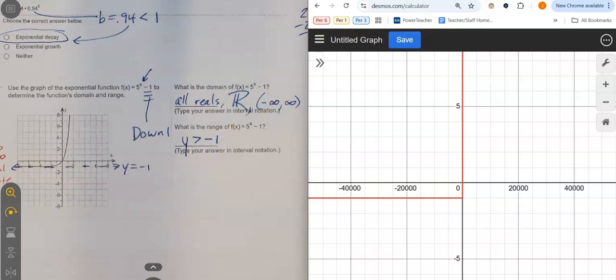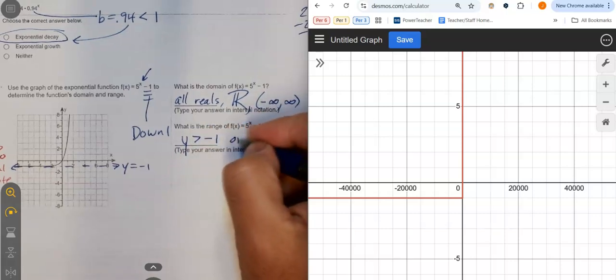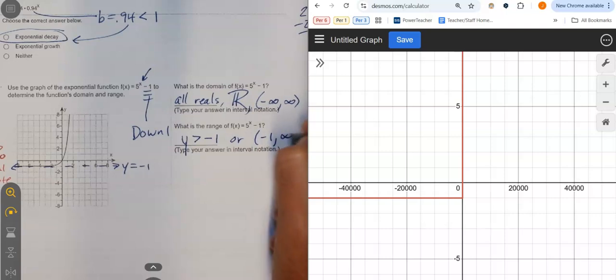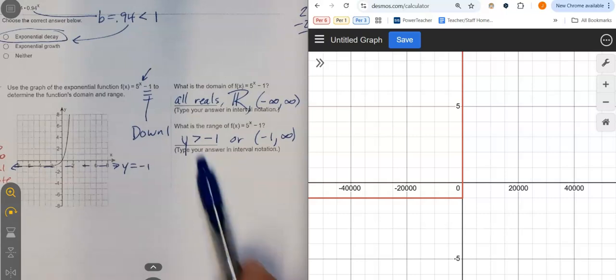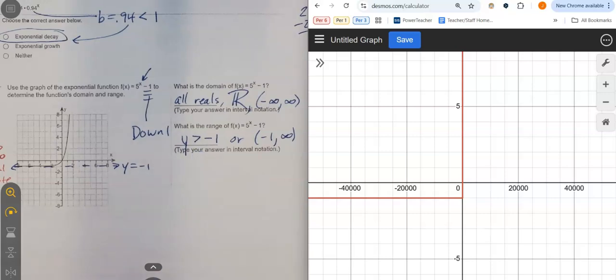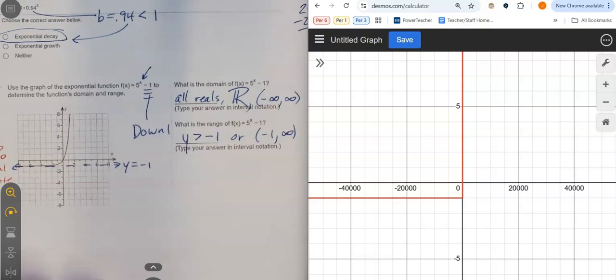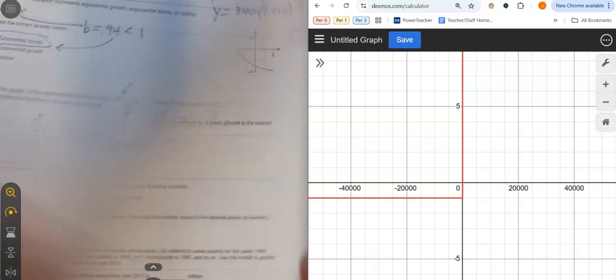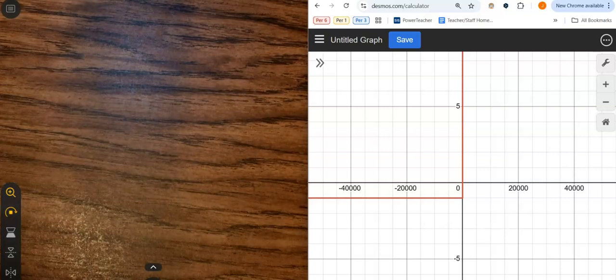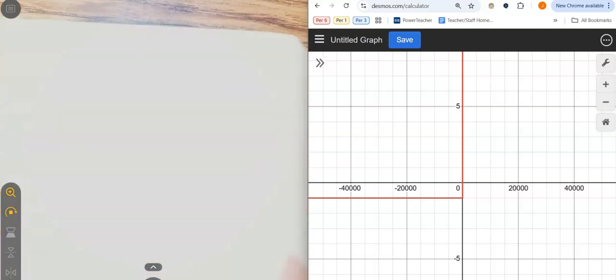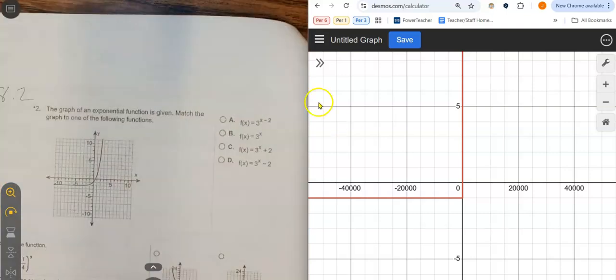Y is greater than negative 1. Or you could say from negative 1 to infinity. Parentheses on both ends. If you're an interval notation fan, I know some of you are not. That's not a big deal. Stick with the inequality notation, but we have something like that. All right.